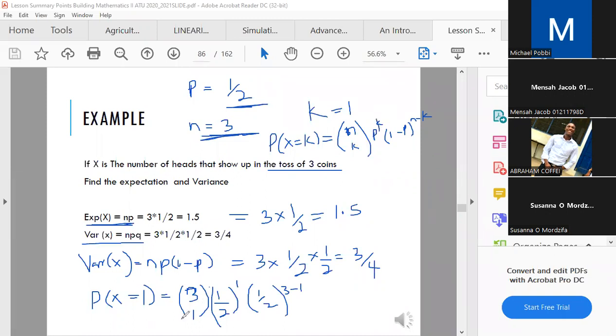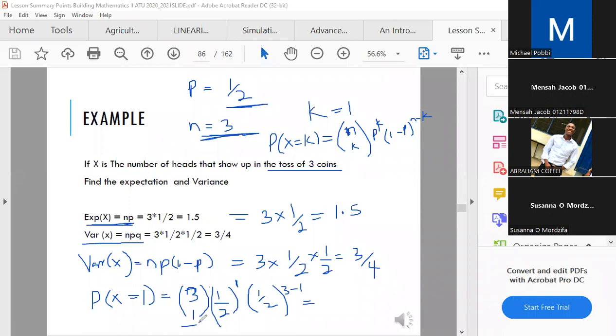So that is what we have here. n is 3, k is 1, P is half. 1 minus P will be 1 minus half, so that will also be half. Since k is 1, we put the 1 here. Then we have 3, since n is 3, minus k, which is also 1. So now it's left to us to do the calculation on our calculators.